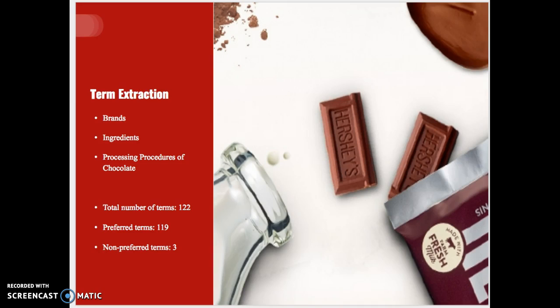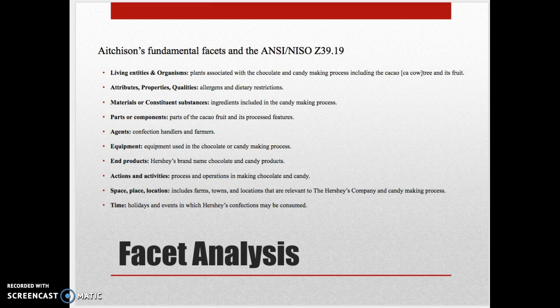Objectives we believe would be of interest to chocolate enthusiasts as well as consumers. We excluded other kinds of candy brands and candy making processes not associated with the Hershey Company brand, and exclusively focused on chocolate making process, ingredients, and the Hershey Company brand candy. We came up with a total of 122 terms, 119 preferred terms, and 3 non-preferred terms.